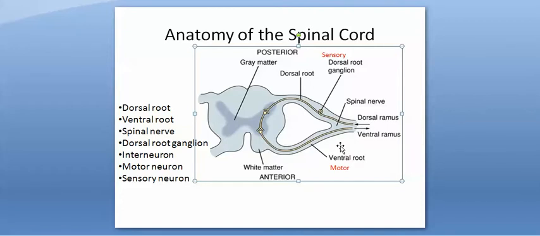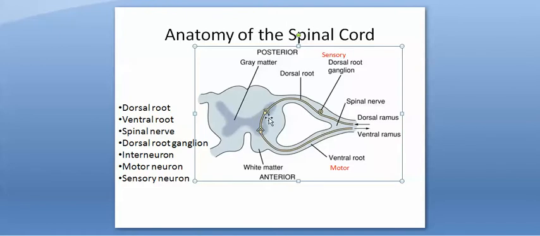Otherwise, it's a root. So dorsal and ventral. I remember sensory information is dorsal. If I got hit in my back, that's sensory information coming in, and I would respond anteriorly with my hands. So that's just how I remember dorsal and ventral, so sensory and motor: motor is ventral and sensory is dorsal.